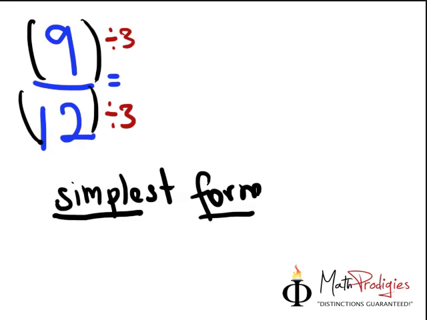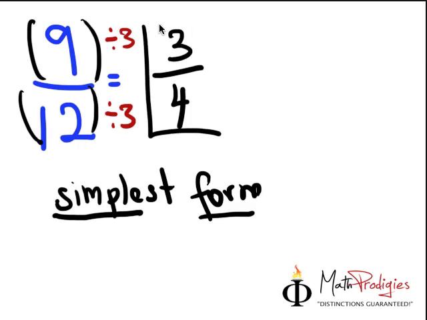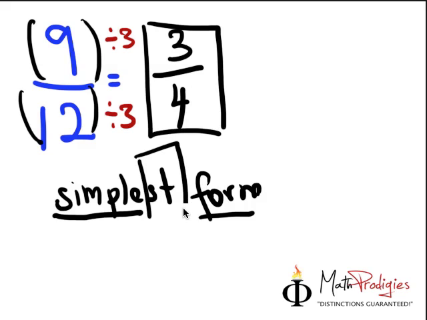Now, when we divide the numbers by 3, what do we get? 9 divided by 3 will give you 3, and 12 divided by 3 will give you 4. Now, this is a simpler form of 9 over 12. It's a slimmed down version. But let's ask ourselves one more question. Is this the simplest form? In other words, can we make it slimmer?